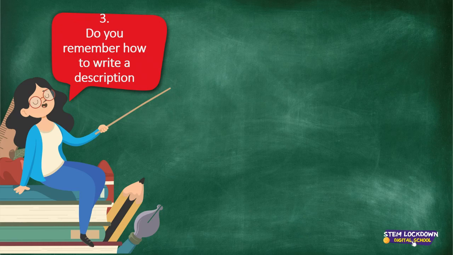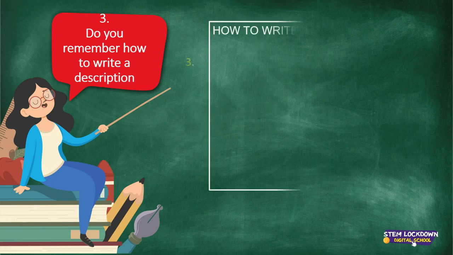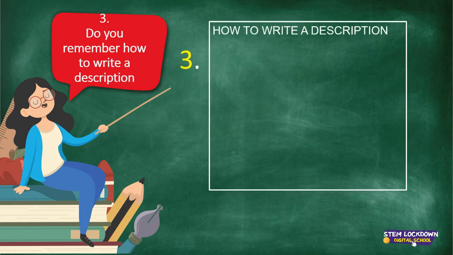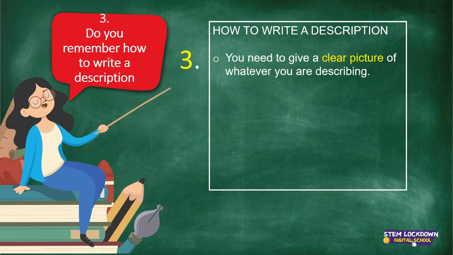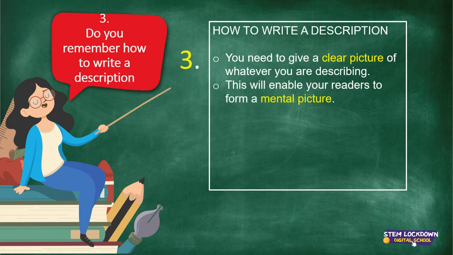Now, did you keep a record of those marks? So far you've got 2 lots of marks in. Okay. Now, remember we spoke about writing a description. Do you remember that? And we said you have to give a clear picture of whatever you are describing so that your readers can form a mental picture.